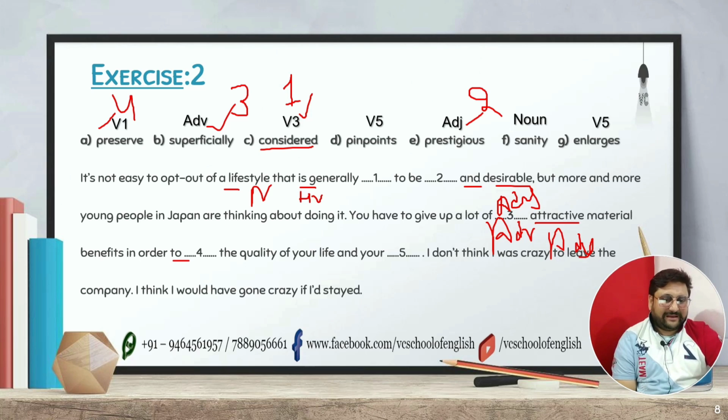In the fifth blank, before the blank we have a possessive pronoun. So after a possessive pronoun, always look for a noun. We have only one noun in the options, that is sanity. So that is our answer for the fifth one. Sanity is the answer. Your sanity is the answer for this blank. Now let's move to the next blank.